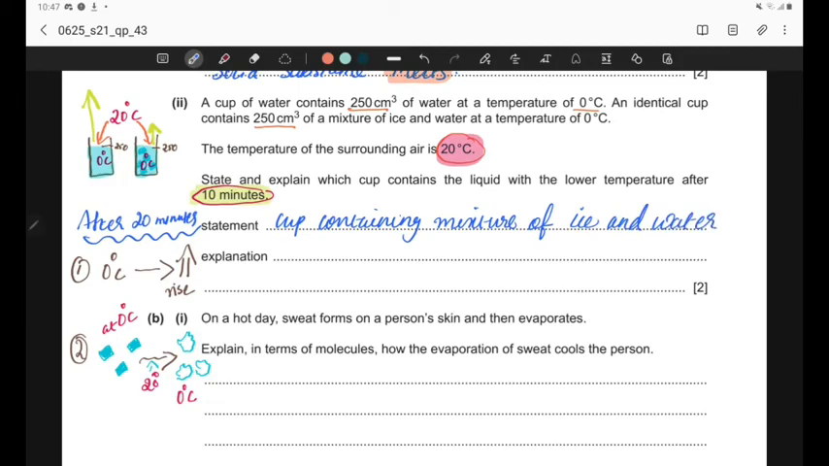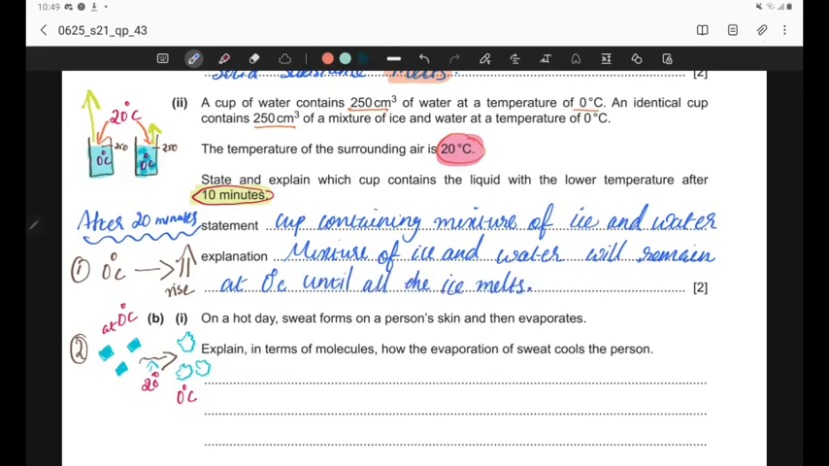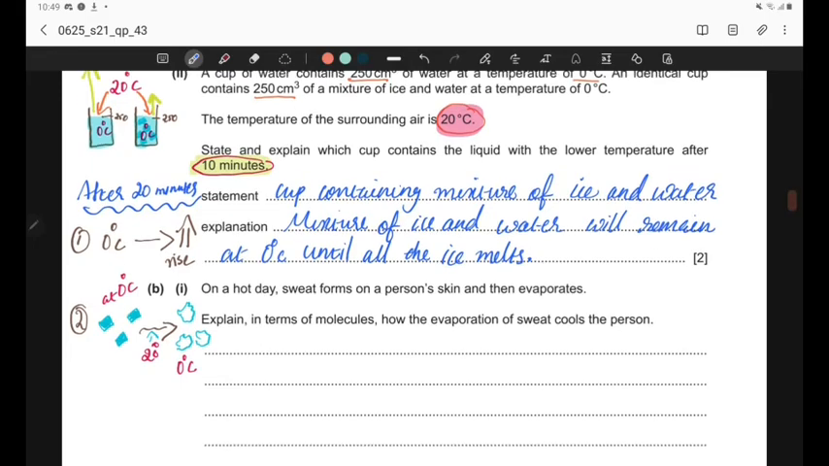And we need to write the explanation. We can write: the mixture of ice and water will remain at 0 degrees for more time until all the ice melts. But the temperature of water at 0 degrees directly increases as there is no ice in the first cup. But these many points are enough since it is only a 2-mark question.